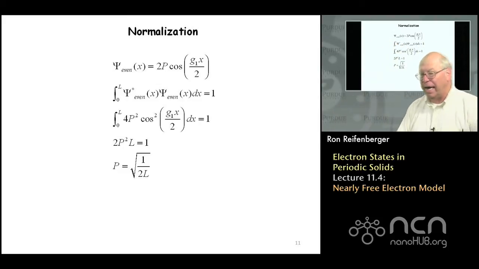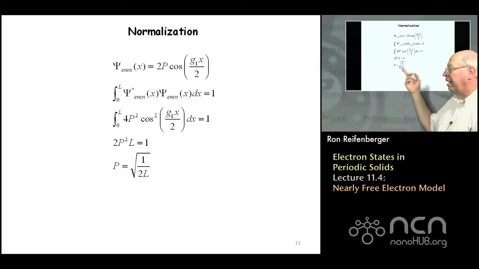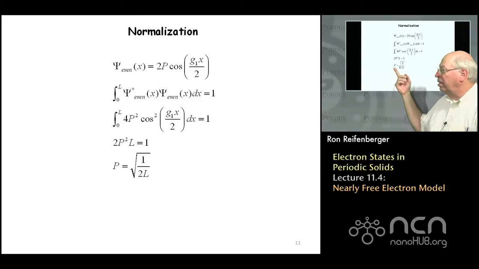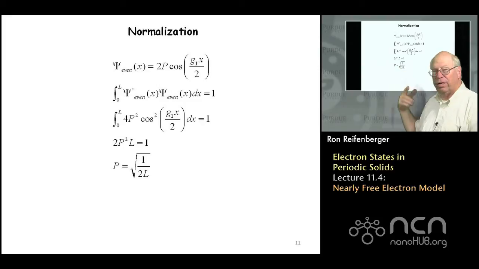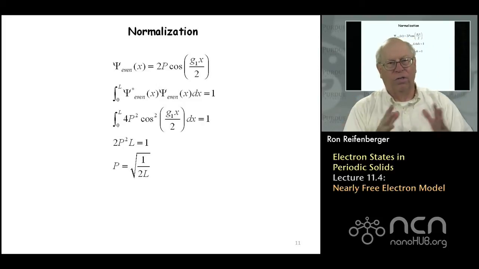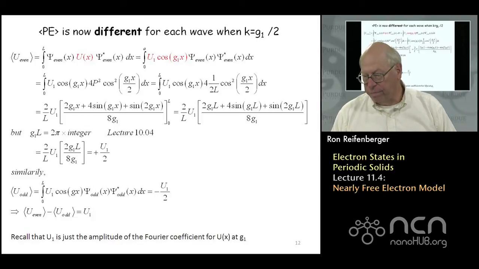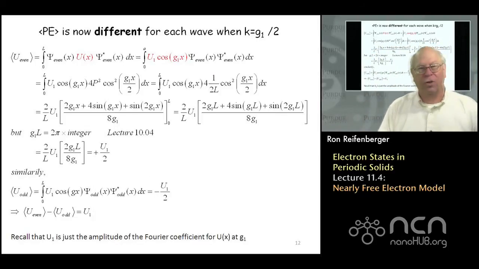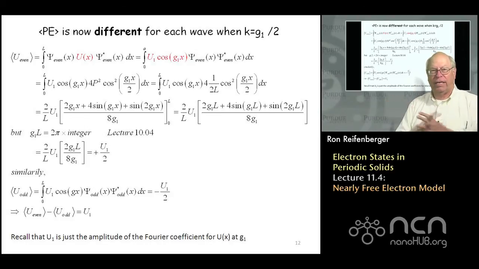The first step in the calculation is to find out what the value for P is, right? So we have to go through this normalization integral, and here I show that P is equal to 1 over the square root of 2L for this simple one-dimensional model. The potential energy is now a little bit more complicated. We have to find out what the expectation value is for the potential energy for the even wave functions and the odd wave functions when k is precisely equal to g1 by 2.